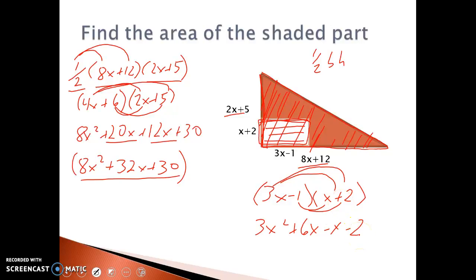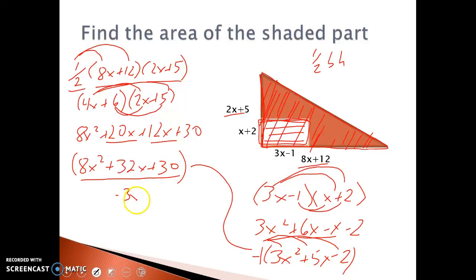And so my final area of the white rectangle is 3x squared plus 6x minus x, which is 5x, minus 2. So then what I want to do is take the area of the triangle and subtract the area of the rectangle, which is 3x squared plus 5x minus 2. So what I'm going to do is multiply everything here by negative 1. So instead of a positive 3x squared, I'll have a negative 3x squared. Negative 1 times 5x is negative 5x. And negative 1 times negative 2 is positive 2.